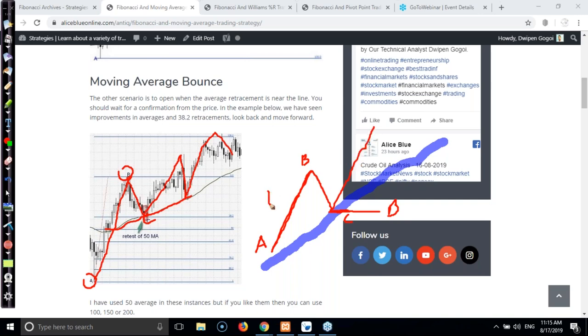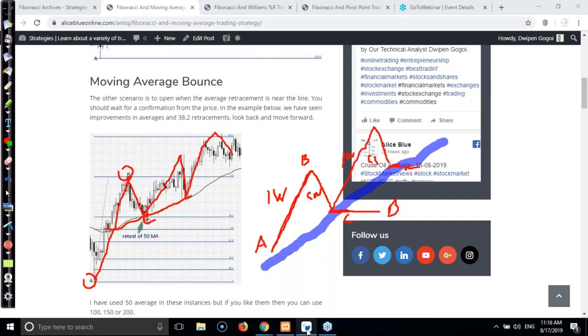This is called impulsive wave, IW, and this is corrective wave, CW. Again, they are making an impulsive wave, and we need a corrective wave somewhere supported by the moving average. This is called the corrective wave. So that is our entry point again, right?